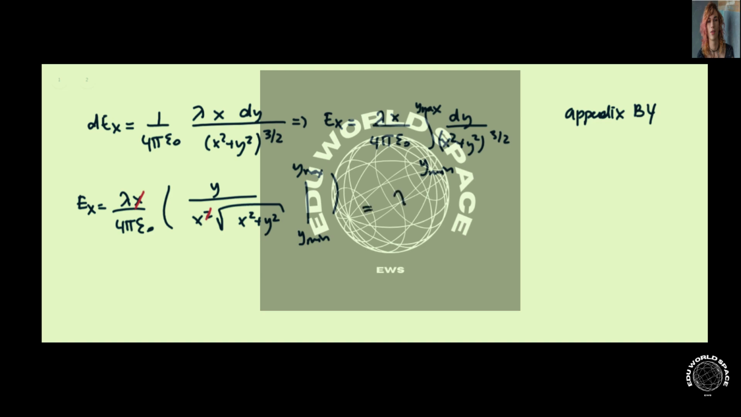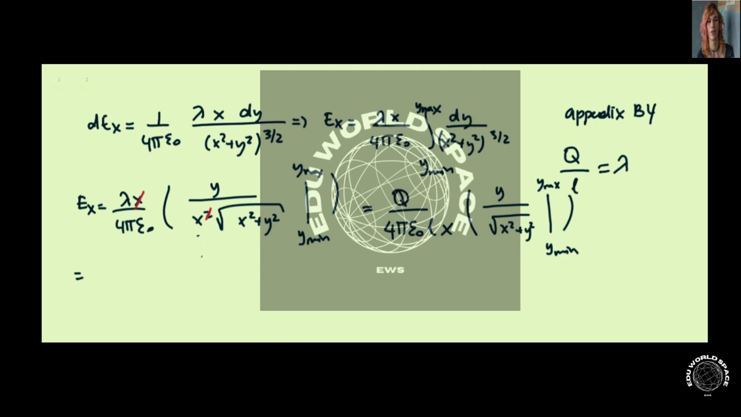So we can write it as, oh, let's remember what lambda is. Lambda is not directly given to us, but we know how to calculate it. The total charge divided by the length equals the linear charge distribution, so we might as well substitute for that. We have L here, and we have x. Remember this x? So we have that too. And we have y over square root of x squared plus y squared from y minimum to y maximum. All right, so now we can plug in our numbers.